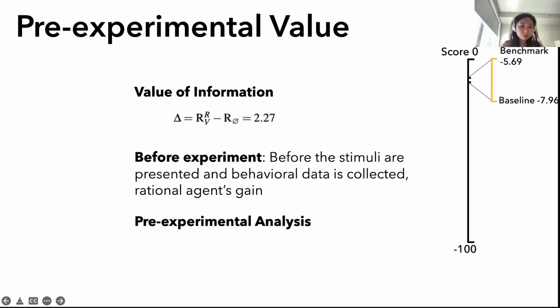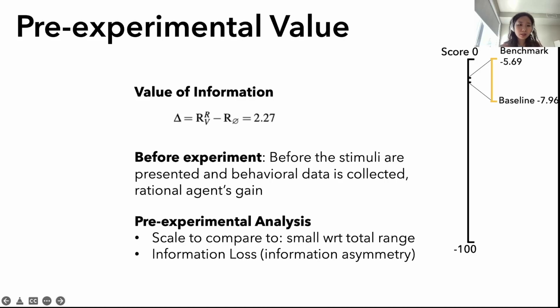So pre-experimental analysis enables the experimenter to get a sense of which scale they should compare to. For example, in the weather forecasting task, this scale is only 2% of the total scale of the payoff, and this is very small. And also, they can analyze the impact of information loss on the average performance. Also, they can analyze whether people are incentivized to read the visualization by analyzing the rational agent's gain in monetary reward.